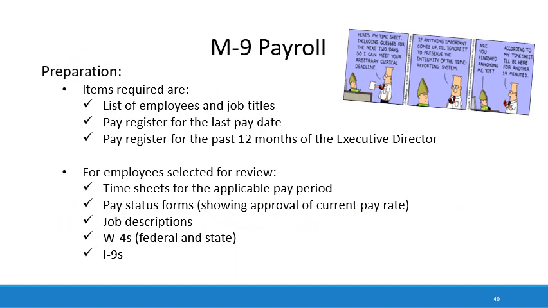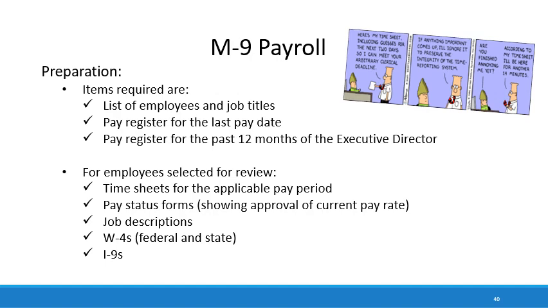In review of payroll, we ask that you send us a full list of employees and their associated job titles. From this list, we will select a sample of any employees who are paid in full or partially with OCA-funded grant programs. And then we would like to see a pay register for your last pay date. It may not be your last pay date. It could be another random selection. Additionally, we would also like to see the pay register for the past 12 months for your executive director.